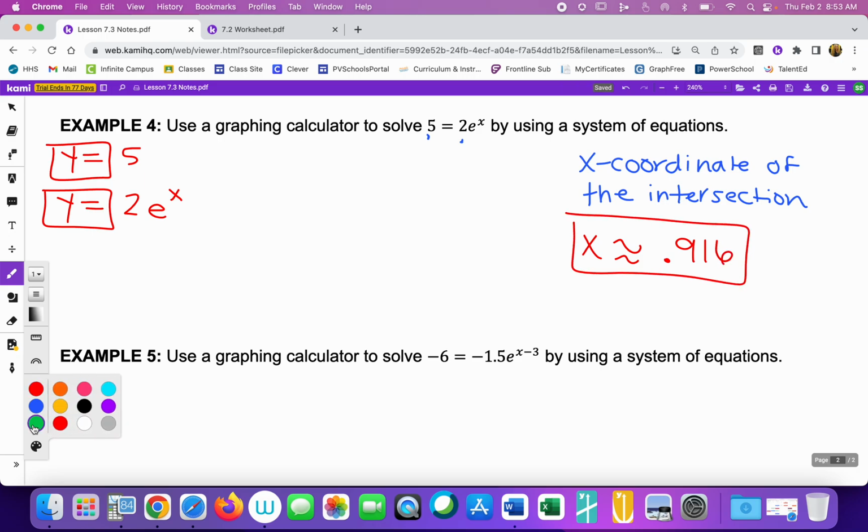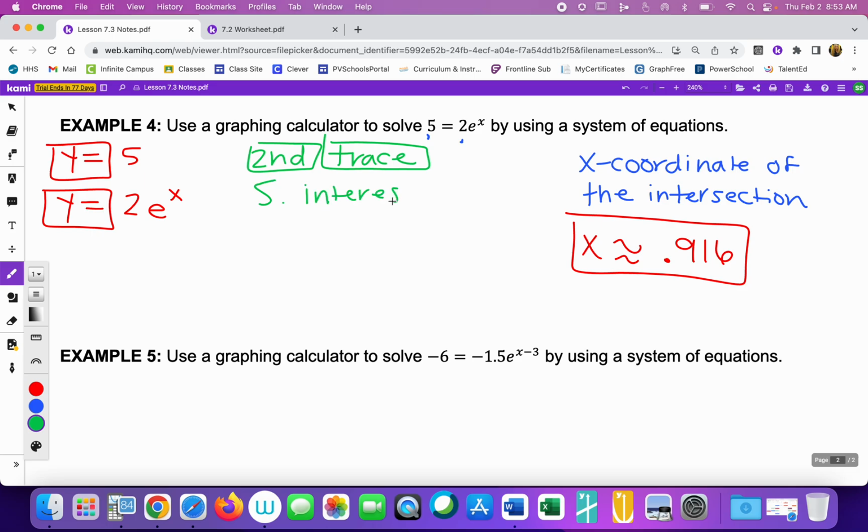So again, I'll briefly write up here. After you do these and you hit graph, you're going to go to second, trace, which is the calc menu. If you want to write down what buttons to push, it's option 5, which is intersect. Well, not interest, intersect. And then it's first curve, enter, second curve, enter, guess, enter. The option 5 on that list is intersect, so you can either hit the number 5 or arrow down to it.